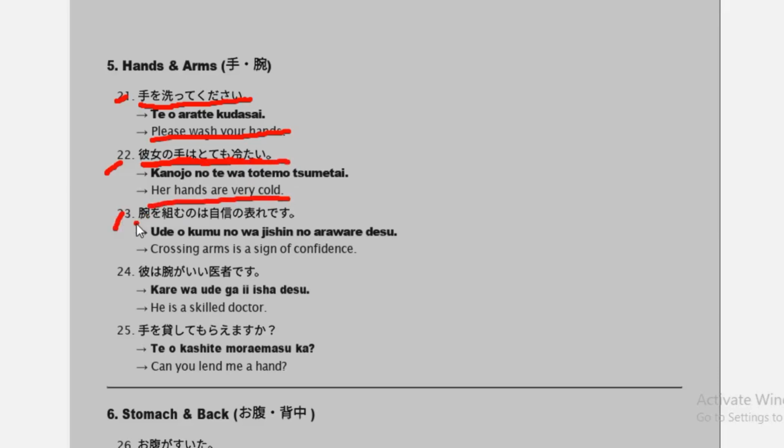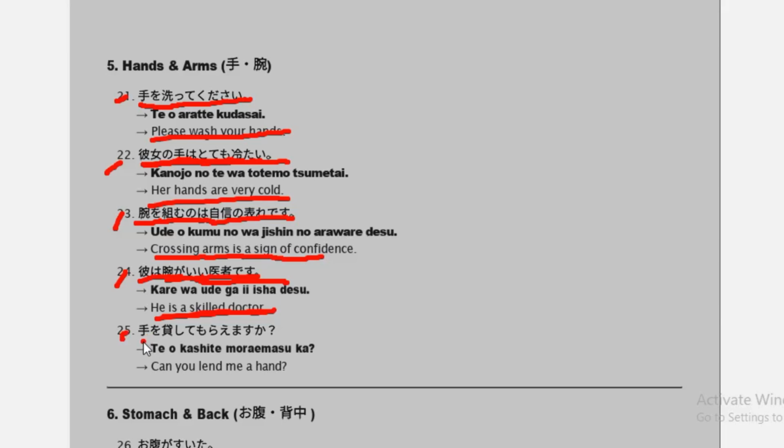Next is ude o kumu no wa jishin no arawari desu, means crossing arms is a sign of confidence. The next is kare wa ude ga ii isha desu. Means he is a skilled doctor, or he is a good doctor.